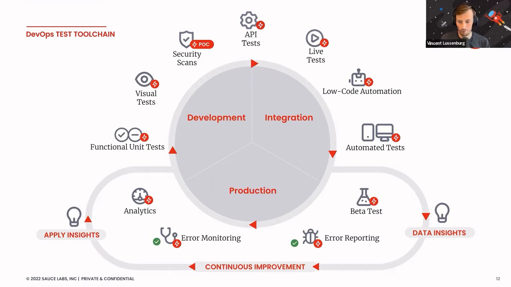And that's where Sauce Labs and Backtrace play a large role. Because if you monitor whatever is happening in production, the things that are affecting your users, such as crashes, but also app hangs and things like that, you can apply those insights and feed that into your next development iteration.